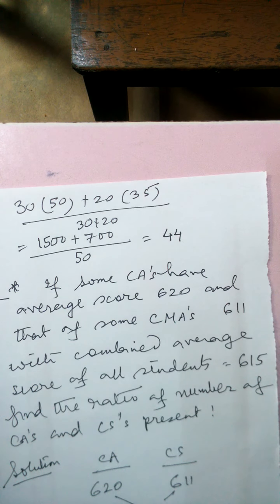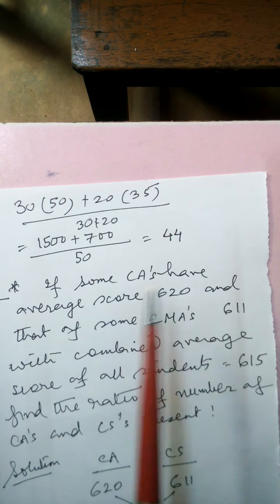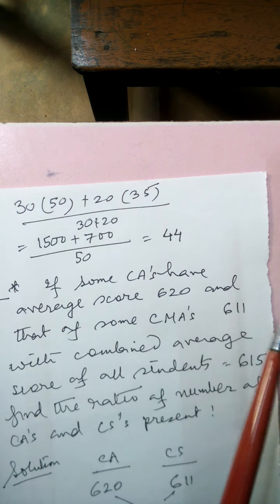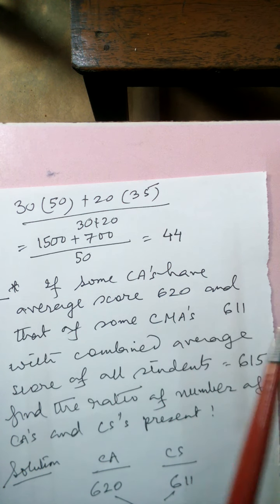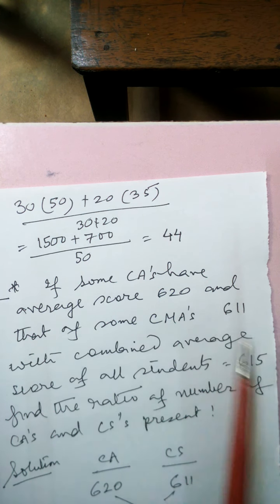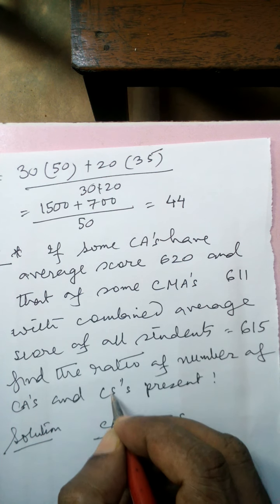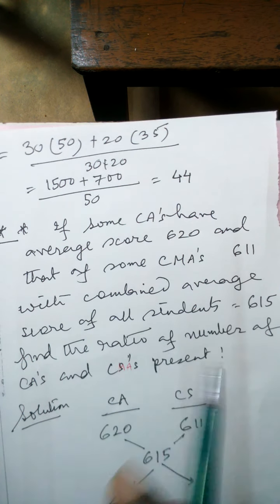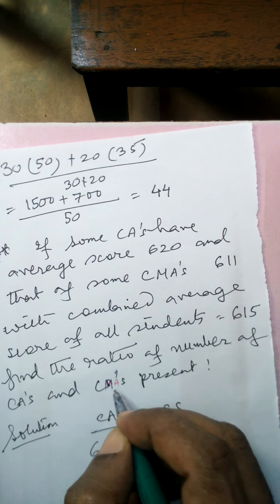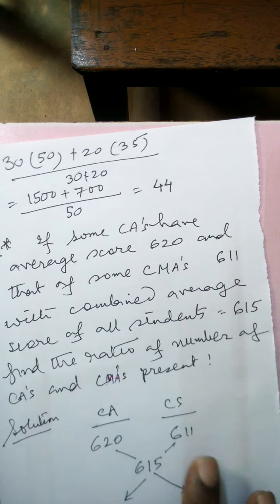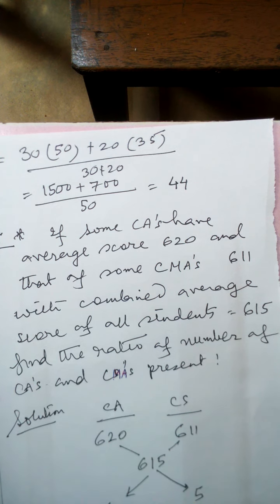Now we are having a very different type, but it's related to this. The opposite question. Look, if some CAs have average score 620 and some CMAs have average score 611 and their combined average score is 615. So CA and CMA, when you have combined, you have found that 615 is the combined average. Find the ratio of number of CAs and CMAs. How many CAs are present and how many CMAs are present?